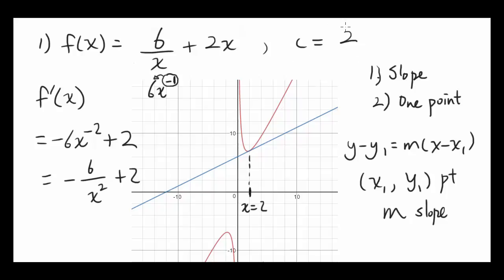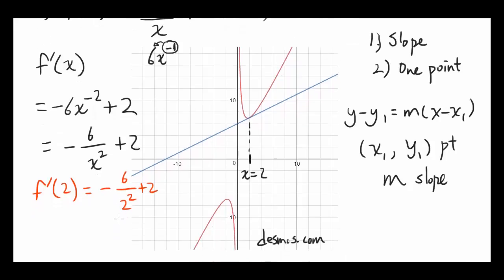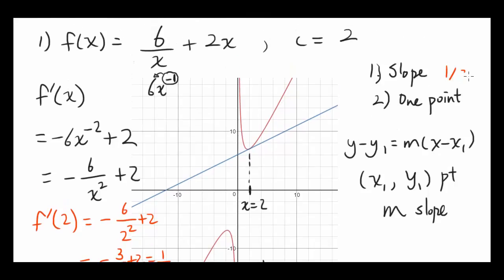So what's the slope at x equals 2? Well, you can just plug x equals 2 into it. f prime at 2 is going to be negative 6 over 2 squared plus 2, which turns out to be negative 6 over 4, or negative 3 halves, plus 2, also known as 1 half. So we know the slope in this case is 1 half.